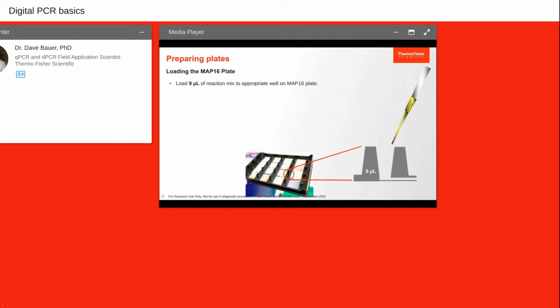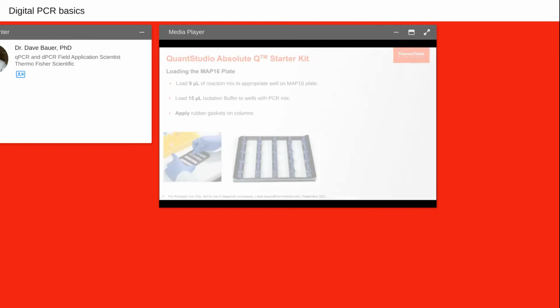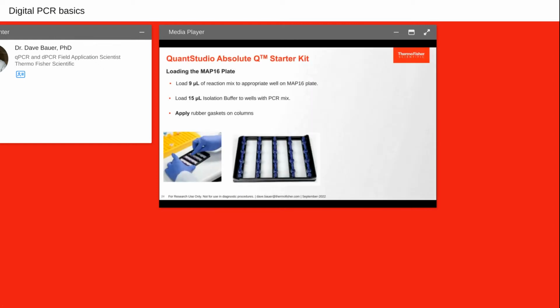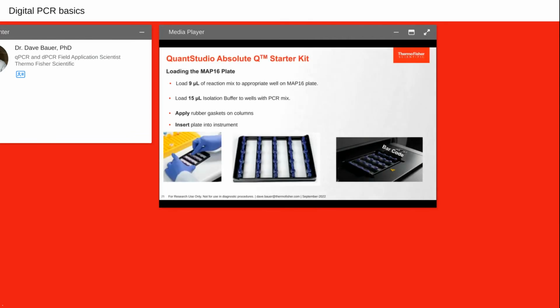So from the user's point of view, the way this process looks, they would take a standard pipette, add 9 microliters of the reaction mix into one of the loading ports. Then with a standard pipette again, add 15 microliters of a special isolation buffer. After those 2 simple strokes of a pipette, we can then place these rubber gaskets over the plate openings and place the plate into the instrument. And that really is all that's required of the user. It's a very hands-off process.